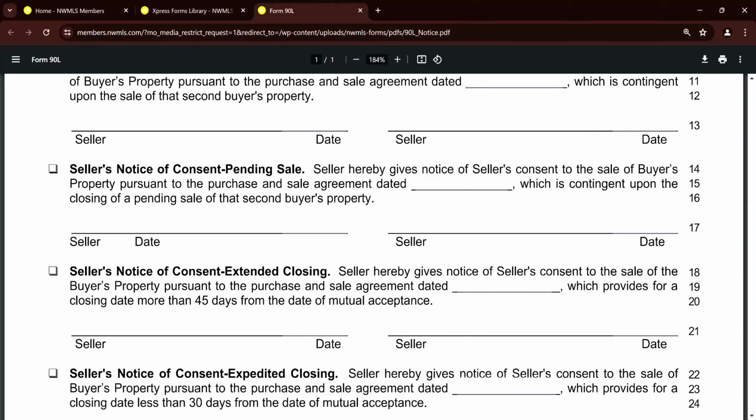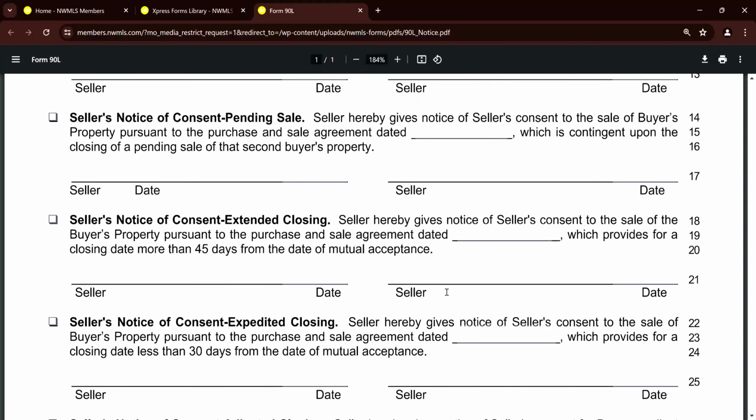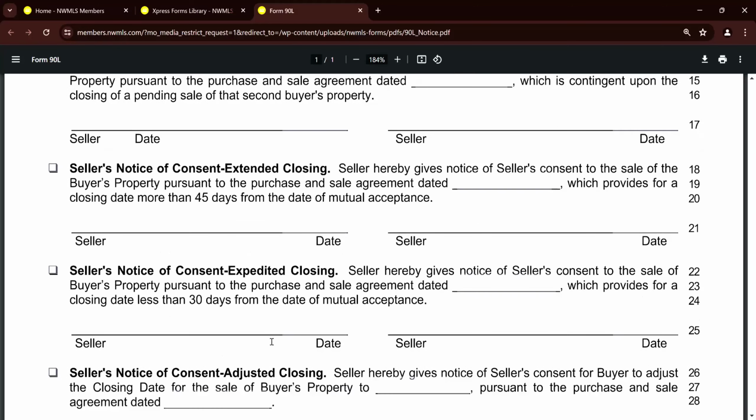Or seller's notice of consent extending closing. Seller hereby gives notice of seller's consent to the sale of the buyer's property pursuant to the purchase and sale agreement dated whatever, which provides for a closing date more than 45 days from the date of mutual acceptance. Here's the one for more, and here's the one for under. So don't forget, you gotta get it, and I've had someone actually make this mistake.